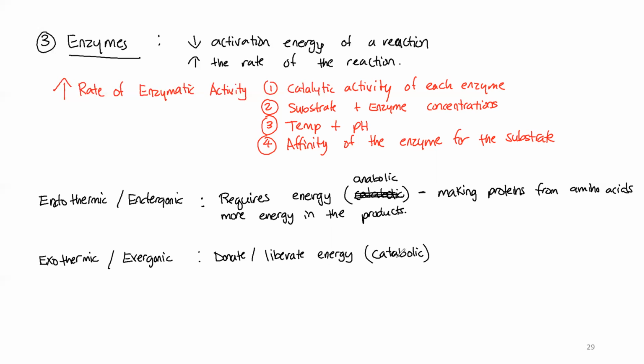So catabolic means that we're now liberating or donating energy. Again, think about the T in catabolic, the X in exergonic, the X in exothermic. That's just a way to think about the positive or the liberating factor of energy here. And then here we have an example of breaking down proteins to make amino acids. Just the opposite. So breaking down those proteins to amino acids. And then again, another way to express this is that we have more energy in the reactants than the products.